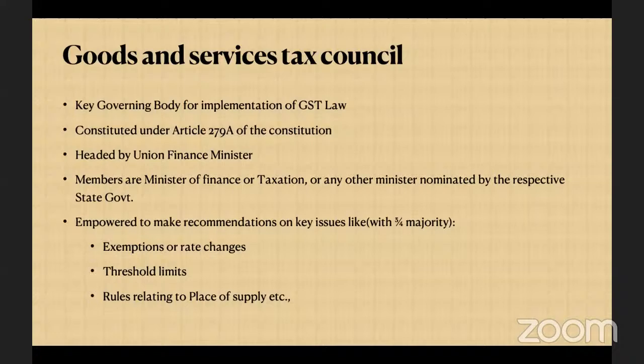And how do they take the decision? It will be taken through three-fourths majority. Out of the entire membership, a 75% majority should be there. Then only a specific exemption or a notification will be issued, specific thresholds will be changed, and specific rules will be changed in GST law. Otherwise, if there is no 75% majority, it cannot be passed. It cannot become a law.